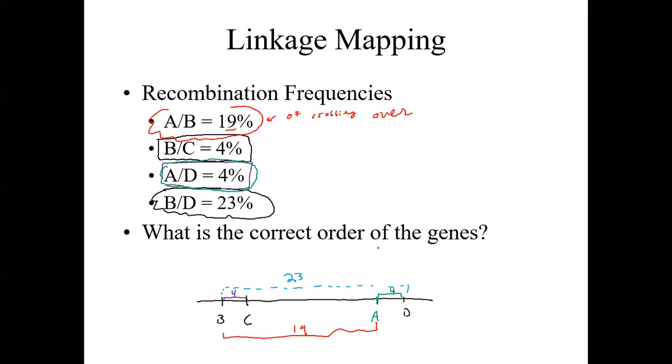So what is the correct order of the genes? It would be B, C, A, D. Or you could have it written in the reverse that it goes D, A, C, B. Okay. Either of those would be correct. It's just how you started out with your problem. But that's how you would actually map a gene out. Not too terrible.